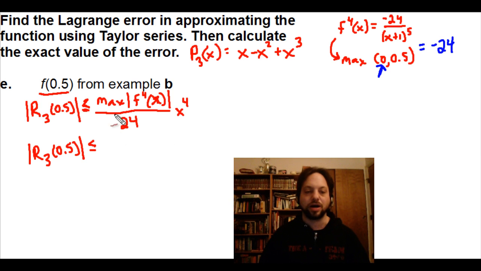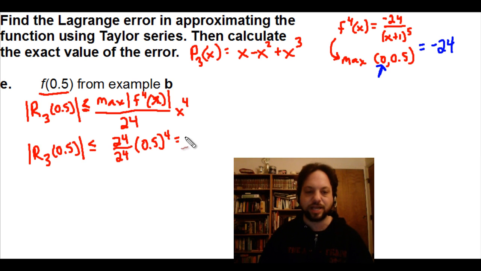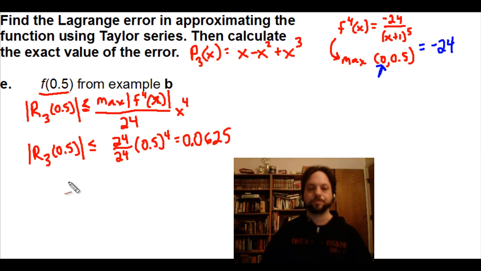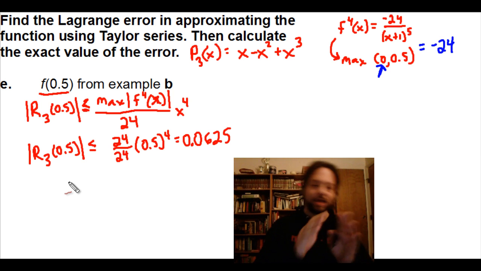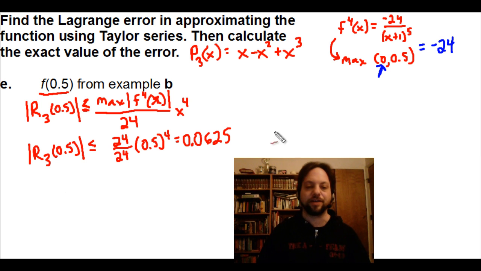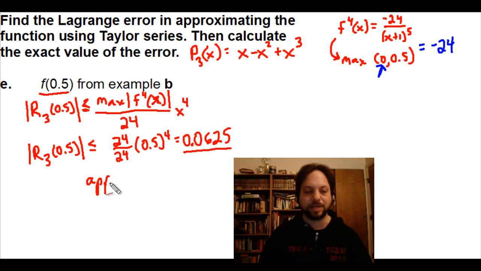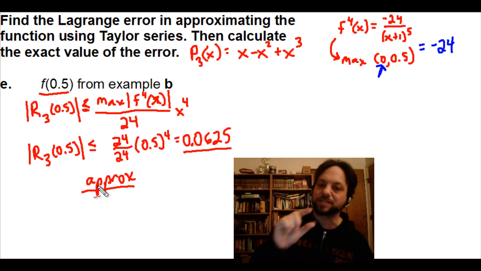So coming back here, that magnitude then is just going to be positive 24, and I'll divide that by 24. That was the 4 factorial. And then x in this situation is going to be 0.5 to the 4th power. If you work that out, what you're going to get is 0.0625. In other words, our maximum error that will occur at x equals 0.5 is going to be this value right here. This is an approximation. This is not our actual error. This is our error bound. This is the maximum that our error will be.